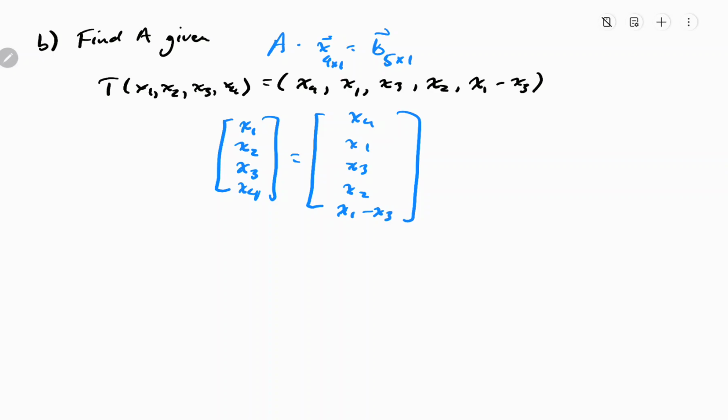So remember that this number needs to be the same as this number, so the number of columns in A. And then this number is the same as this number. So A will be a matrix that has 5 rows and 4 columns, so it'll be a bit taller. And then now we can start working backwards once again.